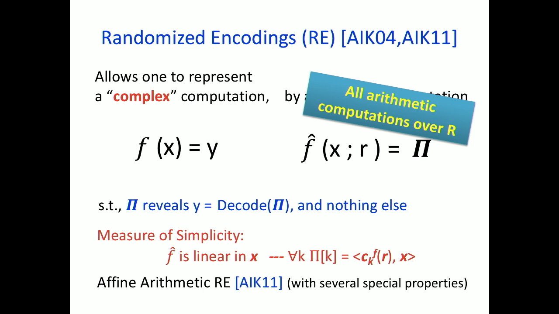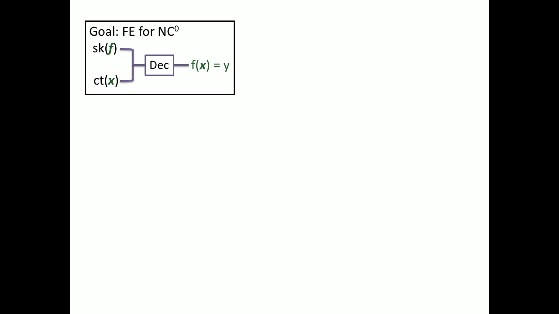In the next 4 slides, I'm going to tell you the main ideas of the construction of FE for NC0. And if you follow those 4 slides, you've got most of it. Great. So the goal is to do FE for NC0. We have a function f in NC0, a very simple one, and we would like to come up with those secret key and ciphertext that will decrypt to f of x, in a secure way.